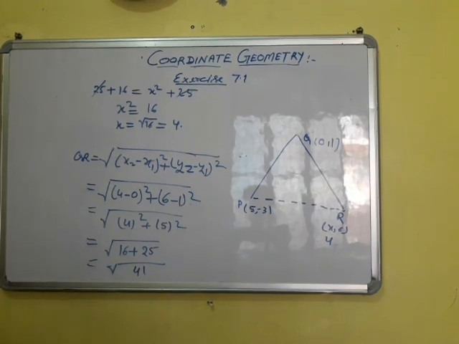Now question number 10: find the relation between x and y such that the point (x, y) is equidistant from the points (3, 6) and (-3, 4). This is the same type of question.